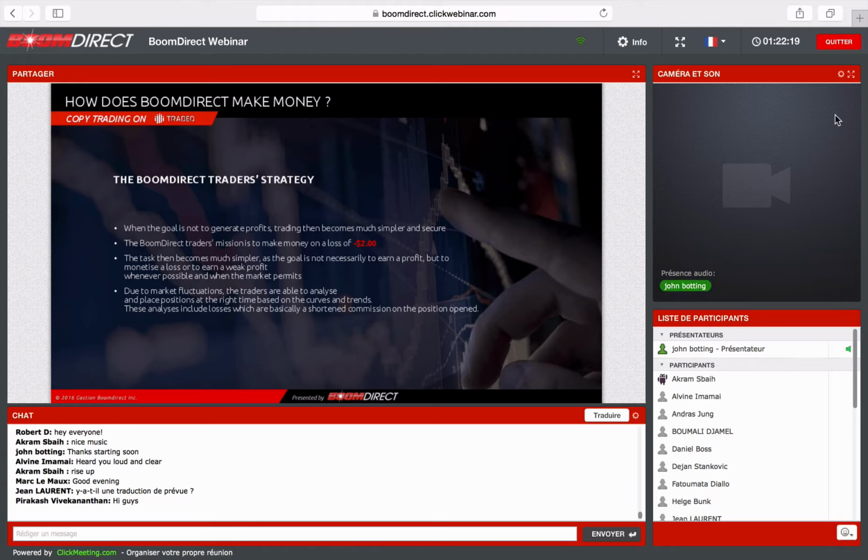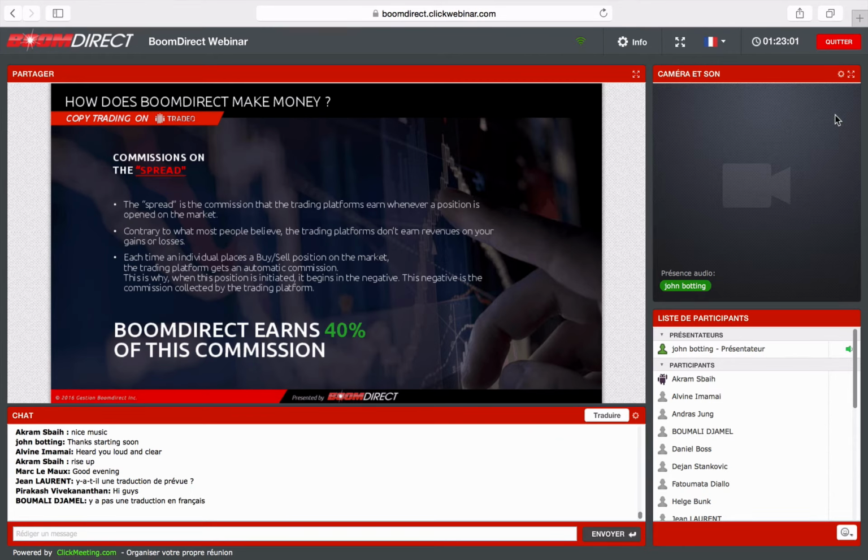Normally, when you are trading on the stock market, the goal is to make as much profit as possible, obviously, because that is where you earn your money. The task with us is a little bit more simple, because we earn a commission on every position that is opened on the stock market. Our goal is to either break even, so we don't make a loss, or to make a small profit if we can, or a small loss. So that is the goal of what we do, and we open 4 to 5 positions per day. That is the strategy, and we earn on every one of those positions that's opened.